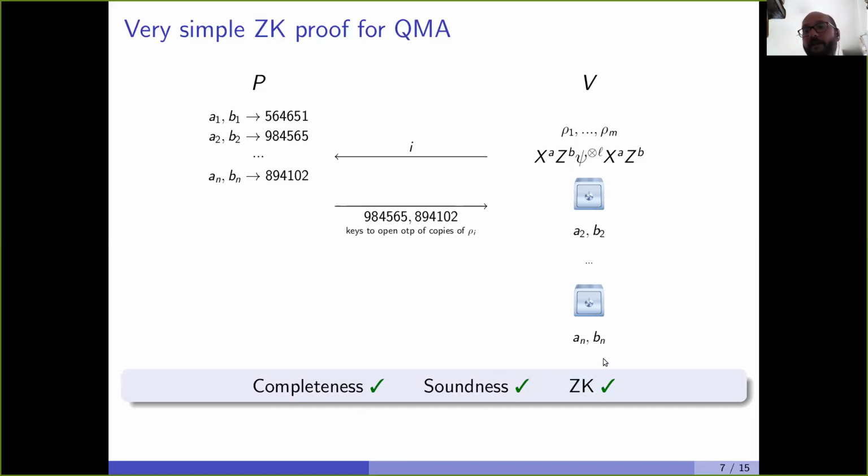And the main thing that we need is to prove that this protocol is zero knowledge. And intuitively, this protocol is zero knowledge because the only thing that the verifier is looking at here, in particular the unencrypted density matrix of some rho i, is already known by her because she has the exact description of the density matrix. So the quantum state that she has access to that is unencrypted is already fully known by her.